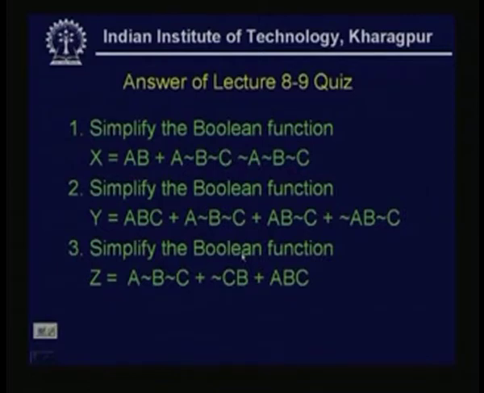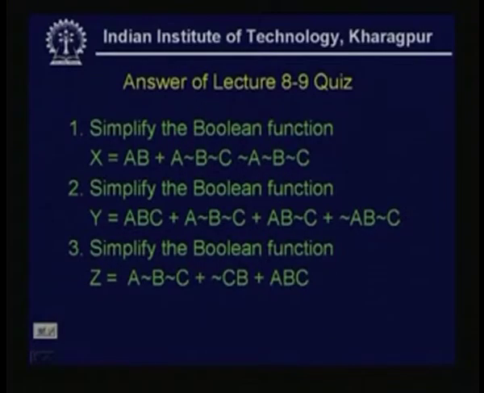Now, we see the last part, the answers of the quiz. The three questions we have given are mainly about the simplification of the Boolean function. All three questions are nothing but 3 variable function reduction. So, just now we have discussed the same way.